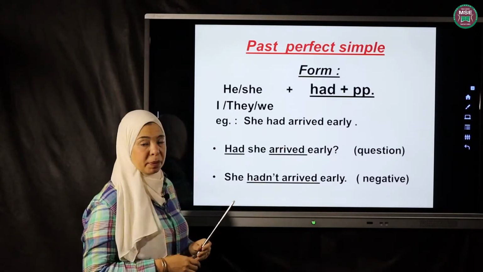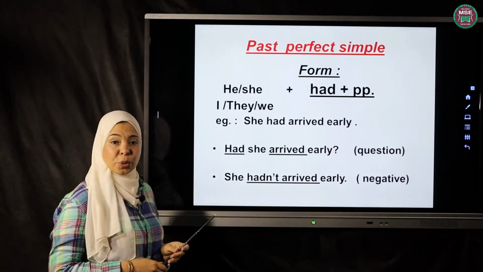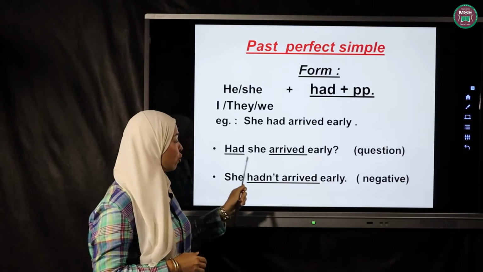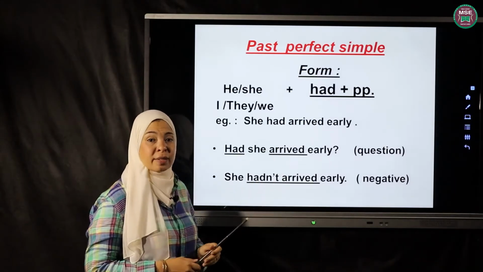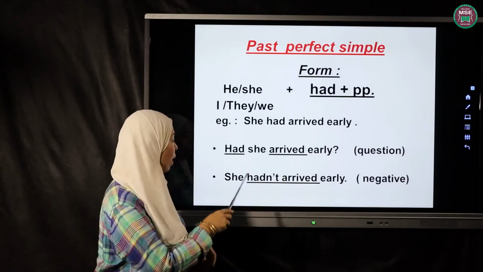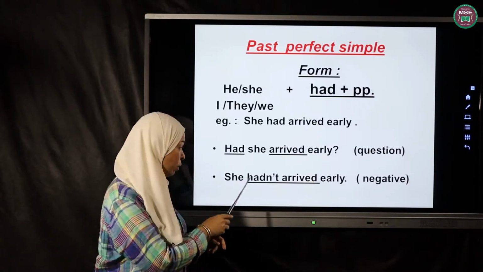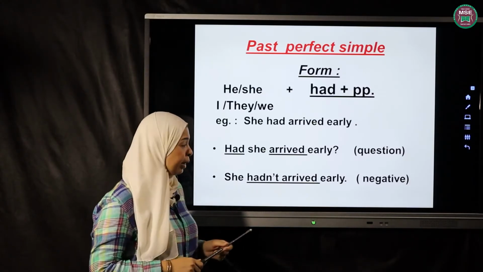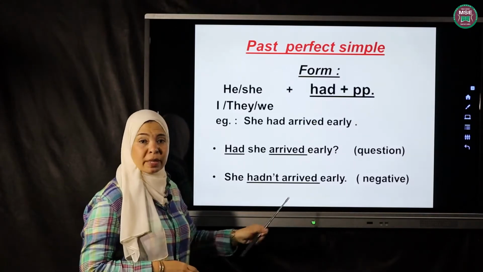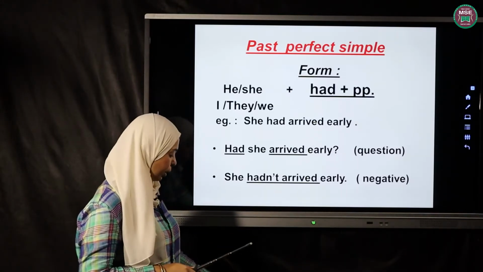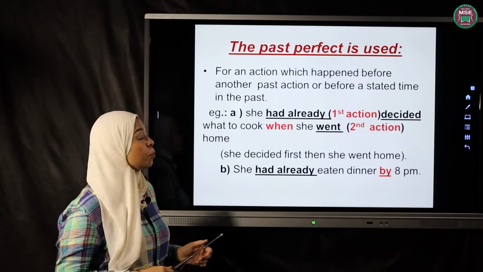Only had plus PP. To form a question, I'll start by putting had. Had she arrived? Of course, arrived here is the PP form of arrive. Negation or the negative: she hadn't arrived early. Had plus not plus the PP of arrive. Okay? The past perfect is used.